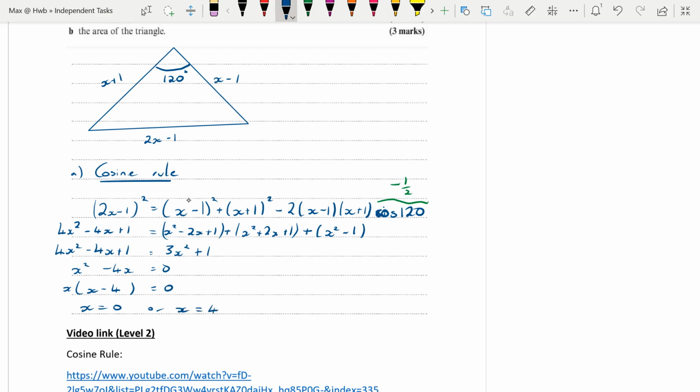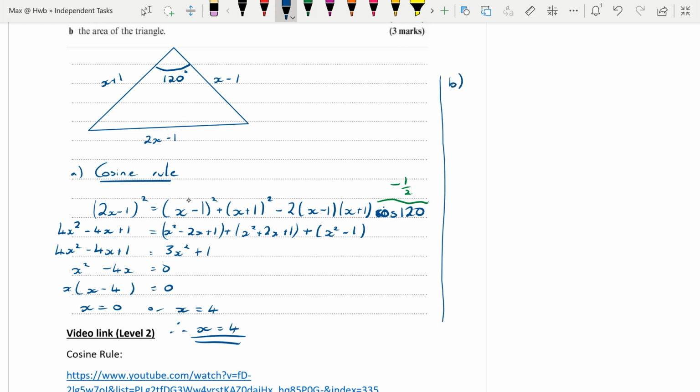Now, quite often only one of them is the answer. Sometimes they can both be the answer. However, if I look at this, one of the sides is x minus 1. If x was 0, that would mean this length is negative 1, and we can't have a negative length. So therefore, x must be 4. It's the only one that works.